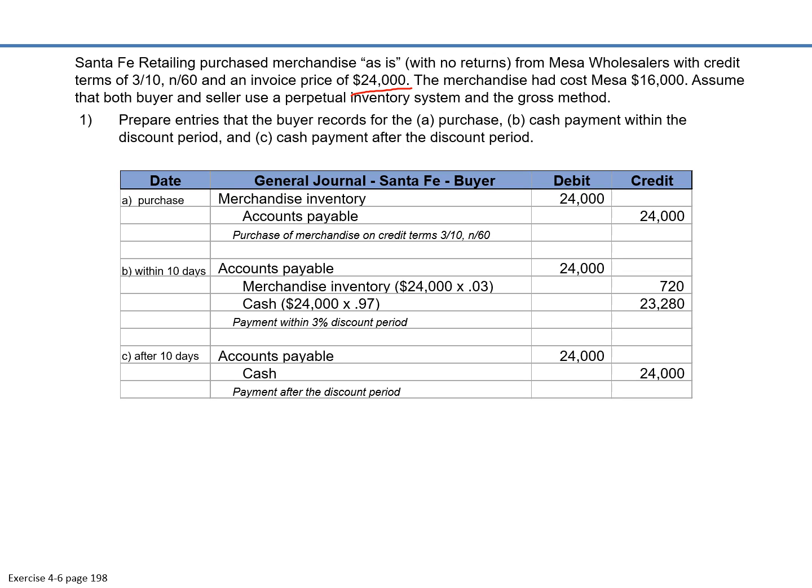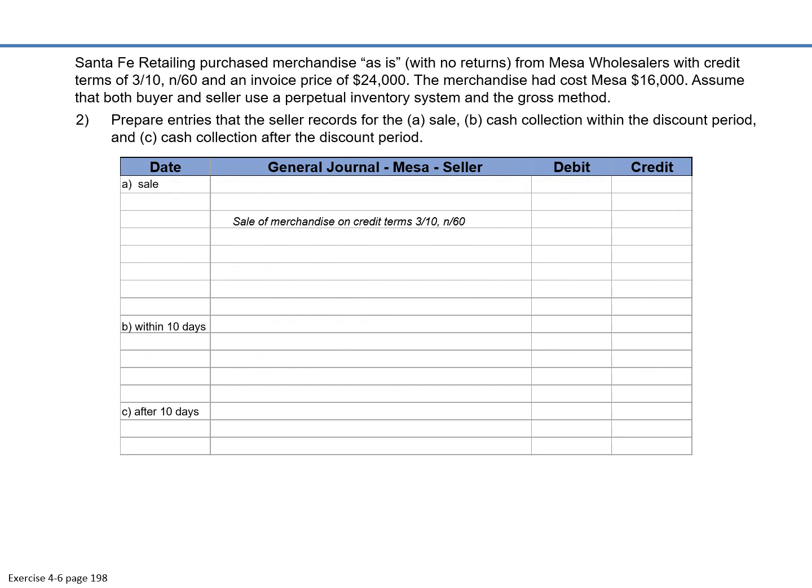So if you're the purchaser, there's only one side. You don't have to do anything with cost. You just record the purchase in your inventory, right? But, okay, this time we're the Mesa wholesaler. We're the seller, not the purchaser. So we're going to prepare the entries that the seller records for the sale, for the cash collection within the discount period, and then the cash collection after the discount period.